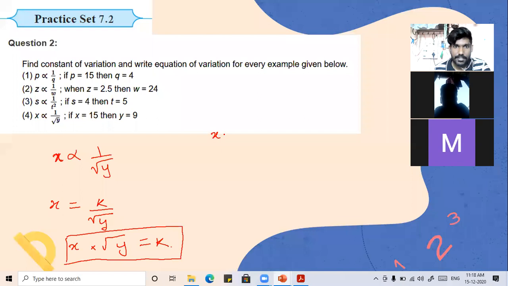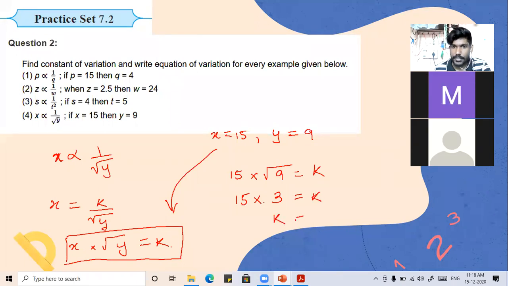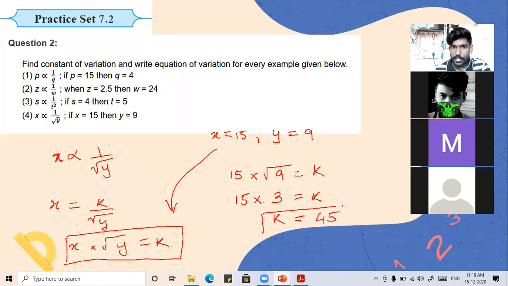Now in the fourth sum, x is given as 15 and y is given as 9. So in this equation, substitute the values of x and y. So x is 15 multiplied by root of y, y is 9, so root of 9 equal to k. Now what is the square root of 9? Square root of 9 is 3. So this becomes 15 into 3. 15 multiplied by 3 is 45. So the value of constant of variation k is 45.